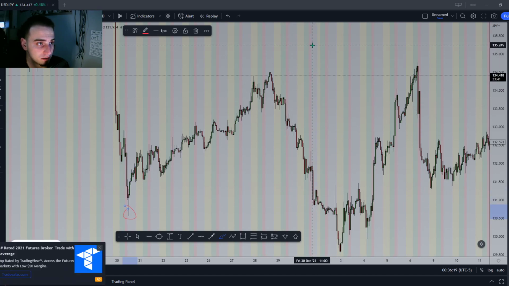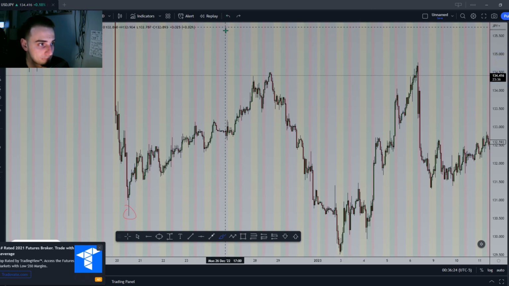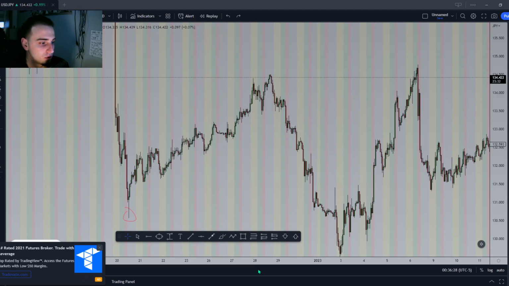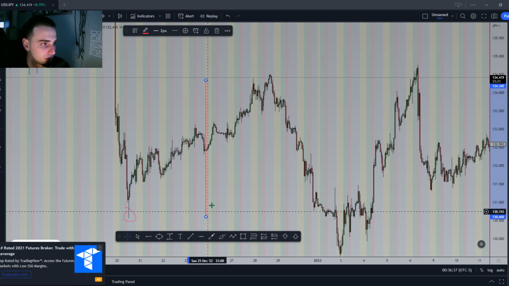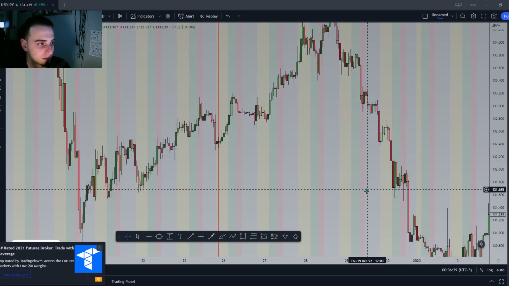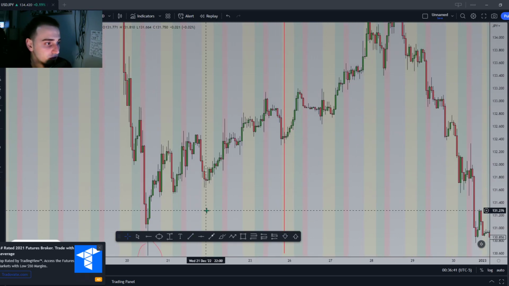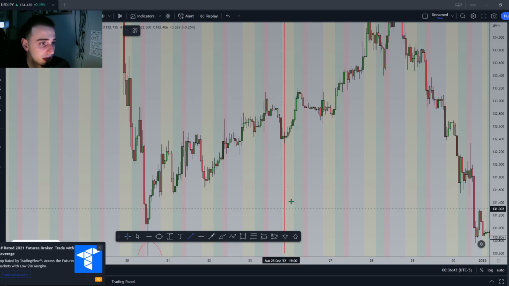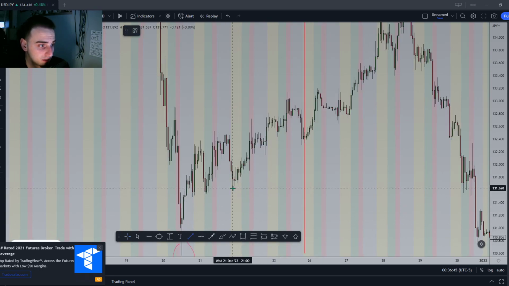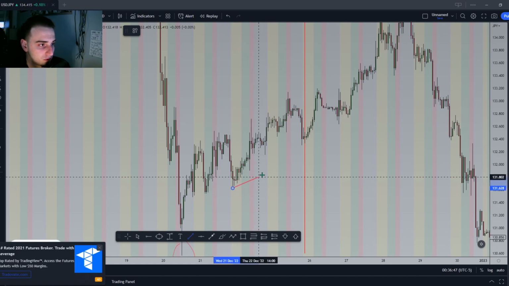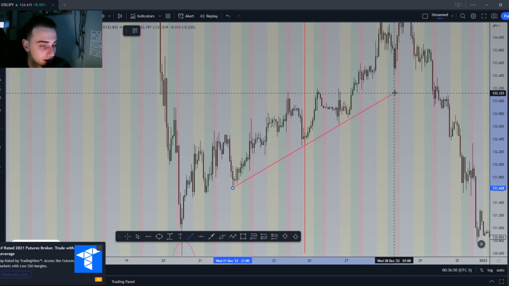Let's say this is our end right here. We don't know what has happened after this mark, we don't know anything about it yet. So how do we put the trend line? It's going to be from point A to point B, and this is how I like to draw my trend lines. As you can see, we're forming an uptrend.